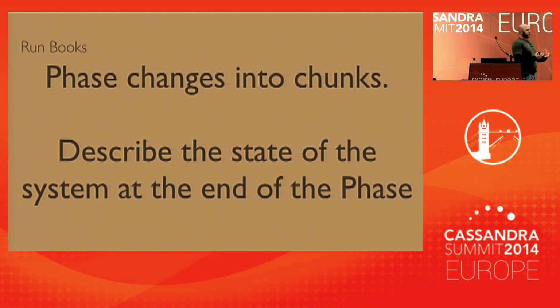When we write these, we break these up into phases because inevitably people get interrupted. So break it up into chunks where they can walk away from it and come back to it later on. And at the end of those phases, describe the state of the system so that when people come back, they can very quickly remember what they did. So it might be, at the end of this phase, there'll be 4 nodes that are configured to join the cluster.